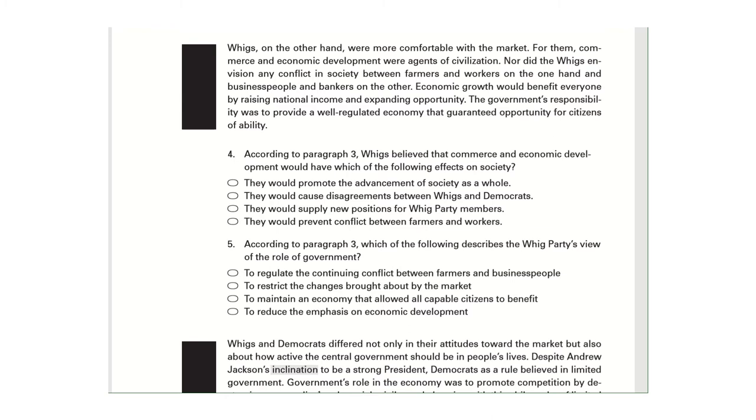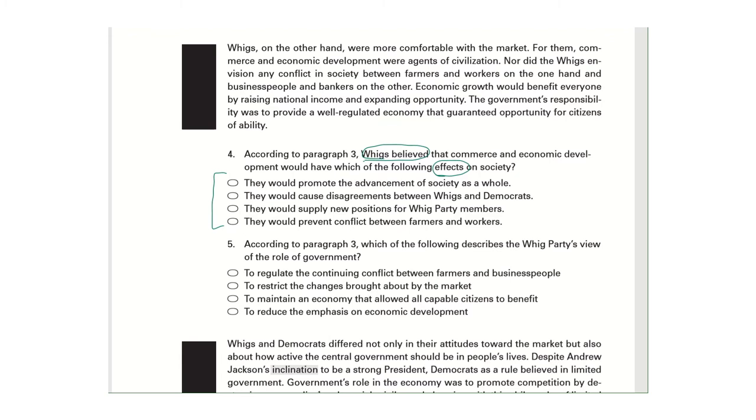Let's do one more question here. According to paragraph 3, Whigs believed, now the Whigs come in, that commerce and economic development would have which of the following effects. So it's talking about the effects. The question is about the effects commerce and economic development would have on society. See, these are the options. I'm not reading the options first. I'm going back to the passage. This is very important. Don't read the options before you know what you are searching for.